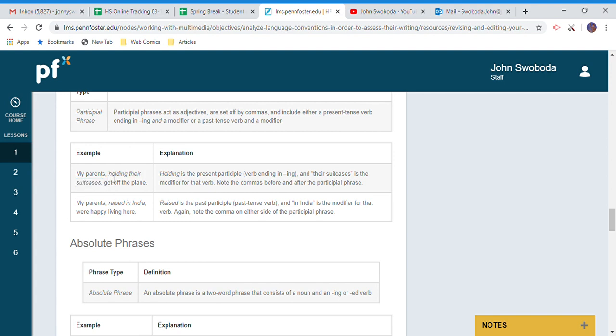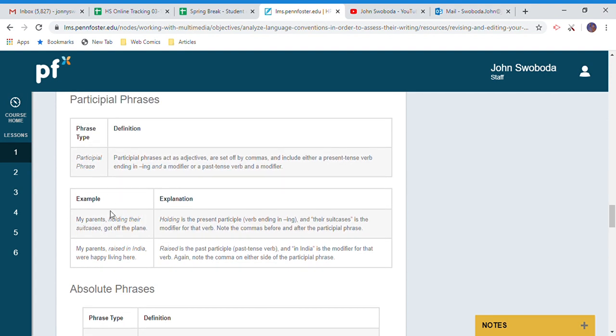The thing about a participle phrase is you can take it out of the sentence and the sentence still works. My parents got off the plane. Would still work. My parents were happy living here. Still works. It just adds more information that you wouldn't have had without it.